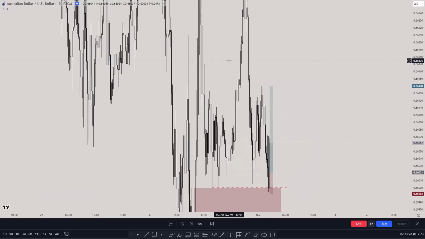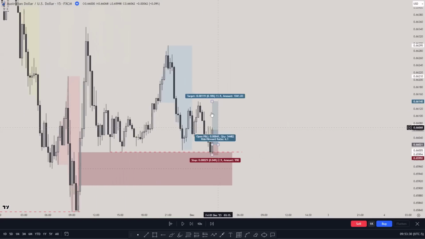And if we go to 15 minutes, look at the price action. What do we have? Simply the Asian session high and the high next to the Asian session.